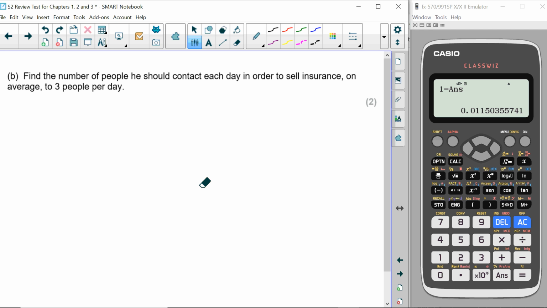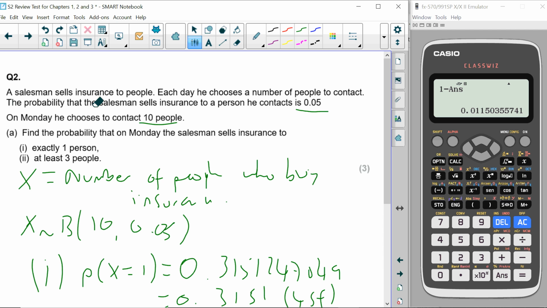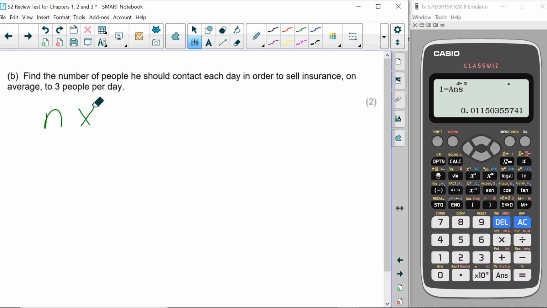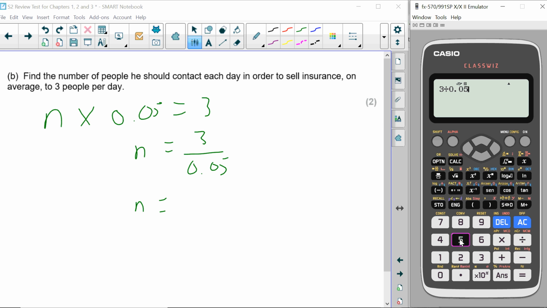If I call the number of people that he speaks to each day n, then to get 3 people per day buying the insurance, we need to multiply n by the probability that one person will buy insurance. And as we know, the probability that someone will buy insurance is 0.05. So 0.05 multiplied by n should be equal to 3. In other words, I should divide: 3 divided by 0.05 in our calculator. And we are left with 60.